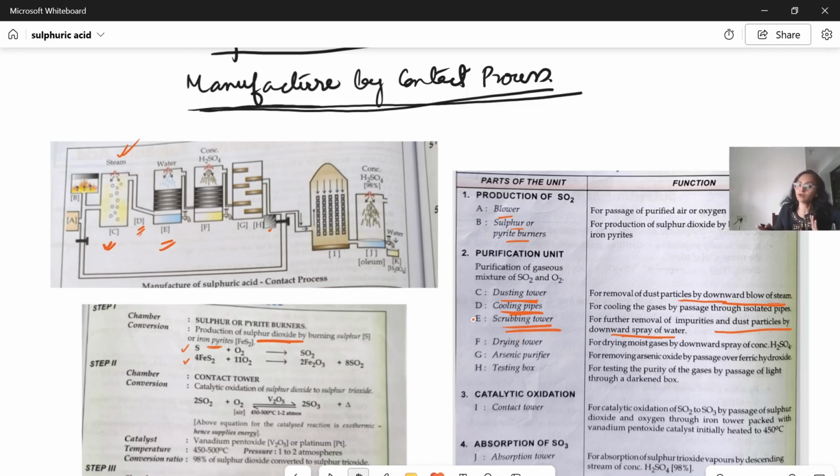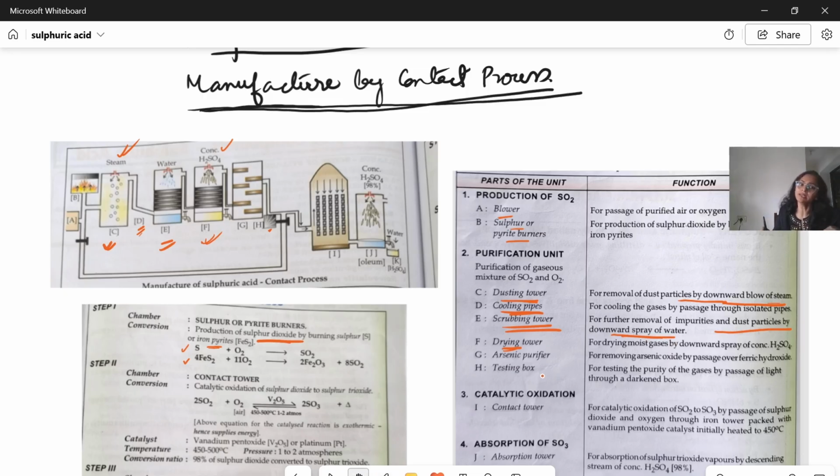Now, the impurities are gone, but we want dry sulfur dioxide gas. Therefore, it is passed through concentrated sulfuric acid, which absorbs the moisture, and we get dry sulfur dioxide gas. F is the drying tower, as you can see over here. We get the dry sulfur dioxide gas in chamber F.